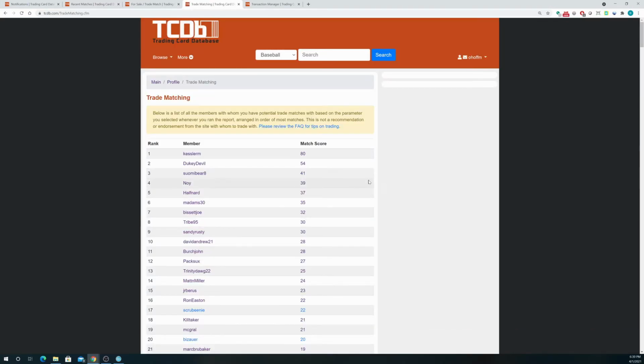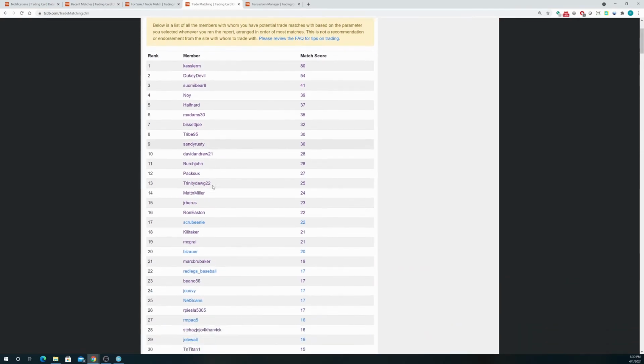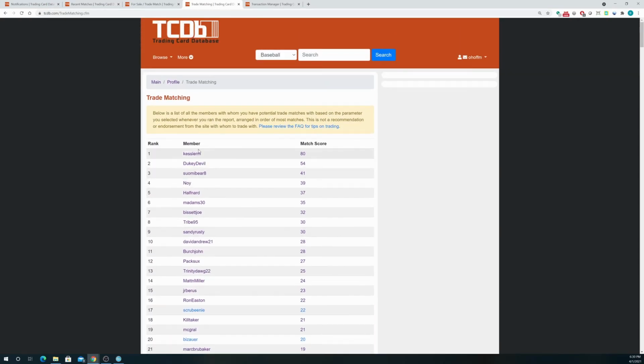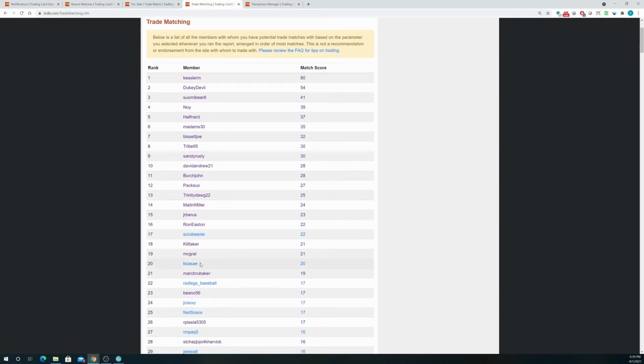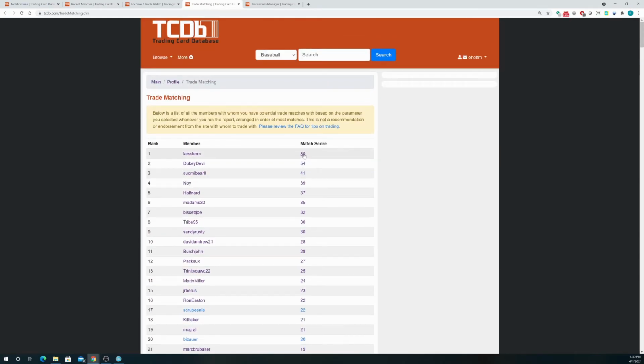I always have to use the link from there, and I haven't found this link anywhere else on the site, so I'm going to go in there. But this is a new report that lists who it programmatically decided were the people that you could trade with. So you could just use this, because the trade match here is 80.